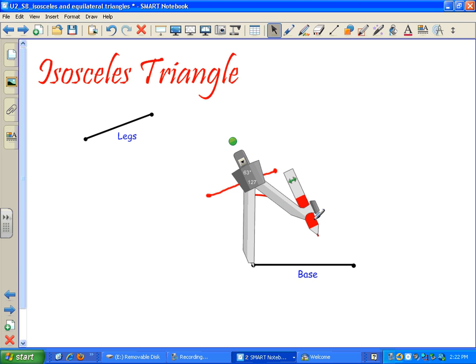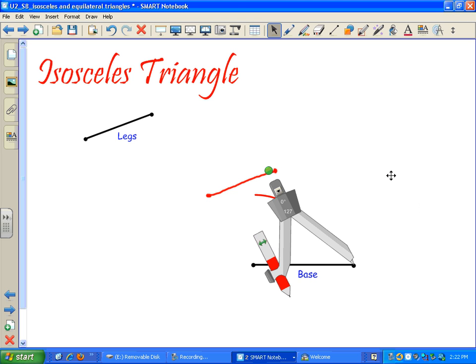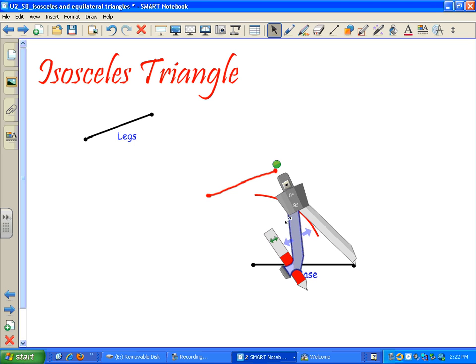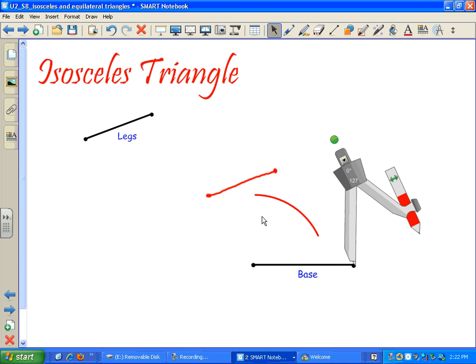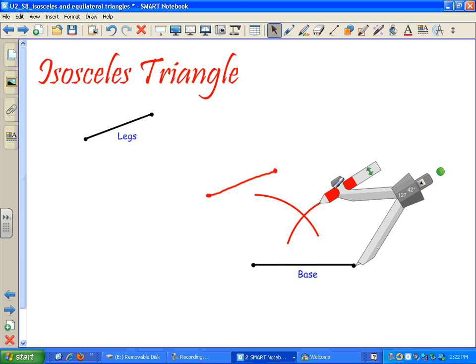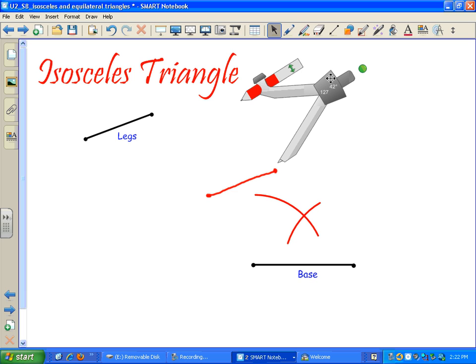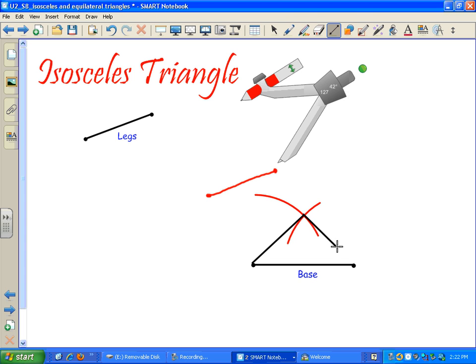I'm going to take the point of my compass and put it to the other endpoint. Let me go back. I don't want to switch it. Okay, there we go. And that's where they intersect. So now I want you to finish your triangle. So from each of the endpoints of the base, go to where it intersects. And what we have constructed here is an isosceles triangle.